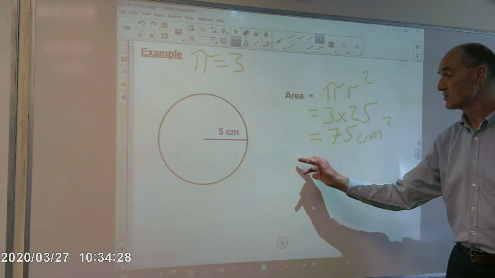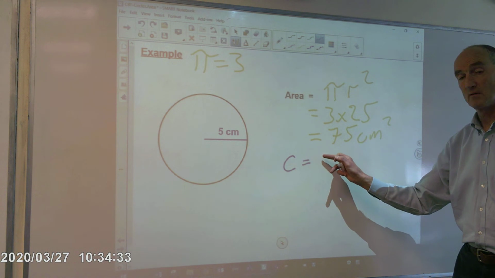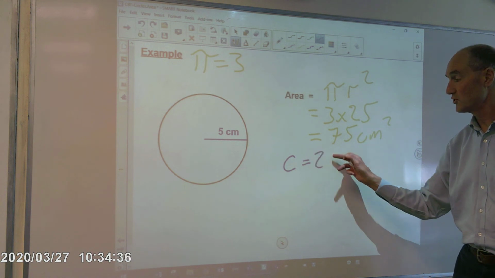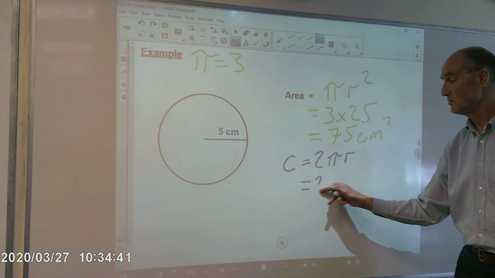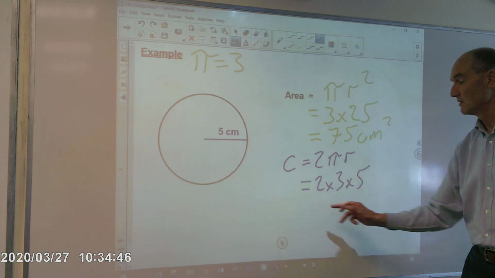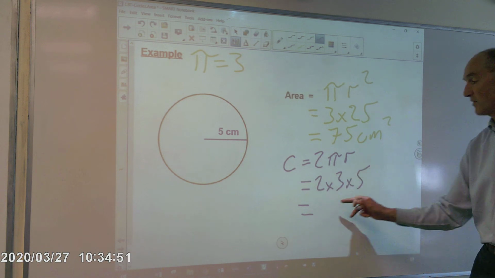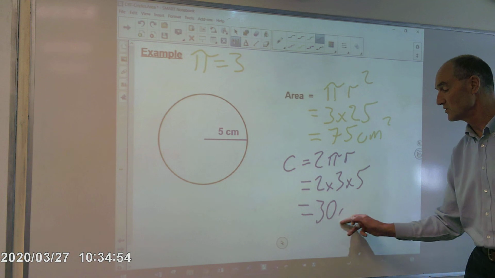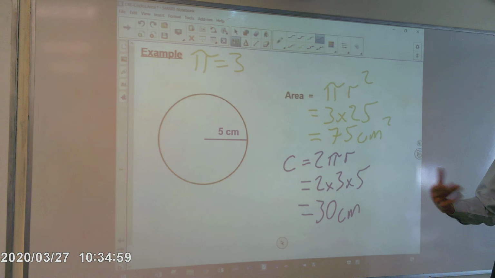Now the circumference, we said one of the ways that we could write the formula for that is 2 pi r. So 2 times 3 times the radius. So 2 times 3 gives us 6. 6 times 5 gives us 30 centimetres for the circumference. Circumference being that special word for the perimeter of a circle. Simple calculation, just a reminder.